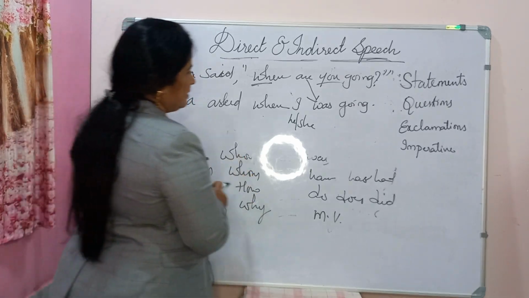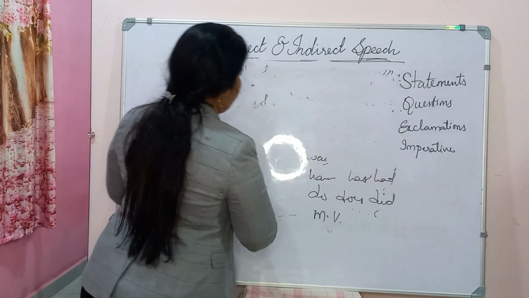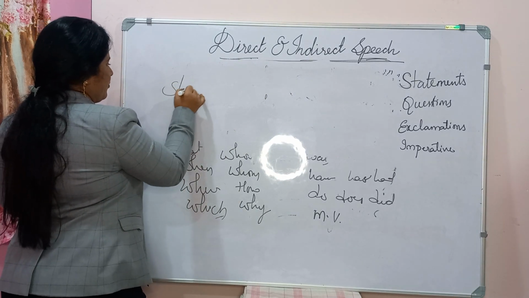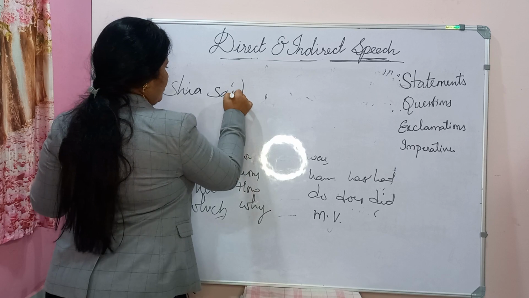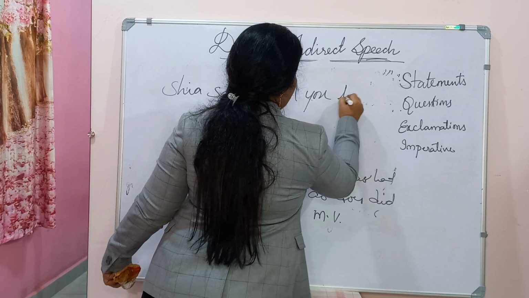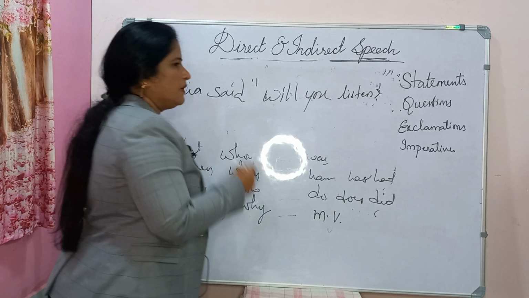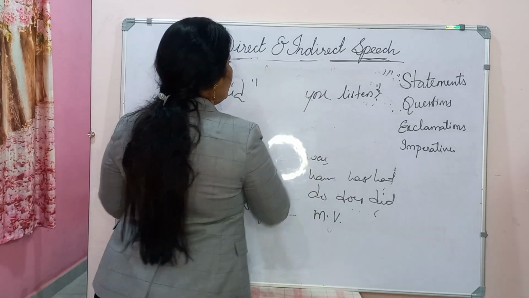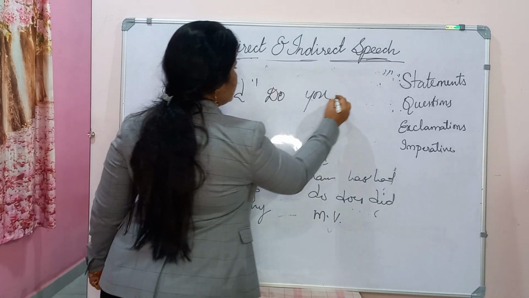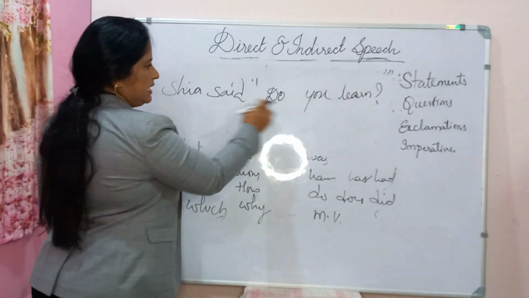So then let's see. It's about the auxiliary type. Same. She said, will you listen? Or else, do you learn? Better, let me make it easier, with easily understandable sentences. Do you learn? So now it is that she said, do you learn?